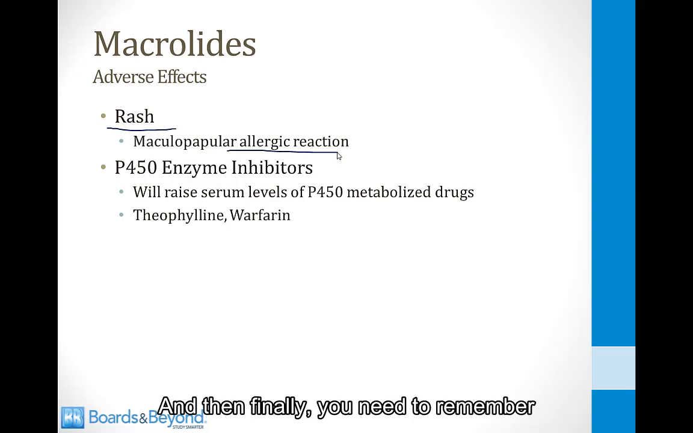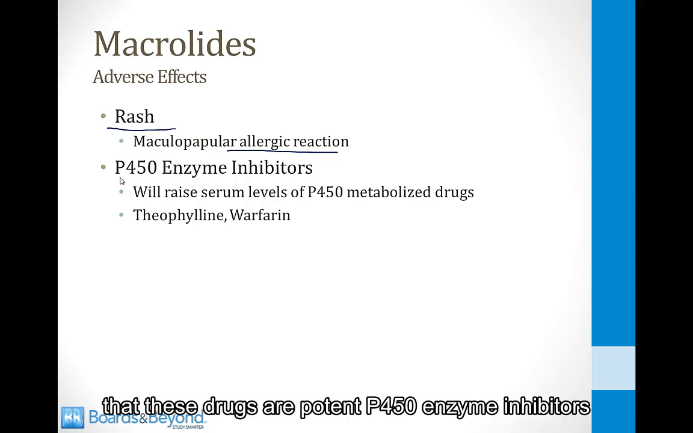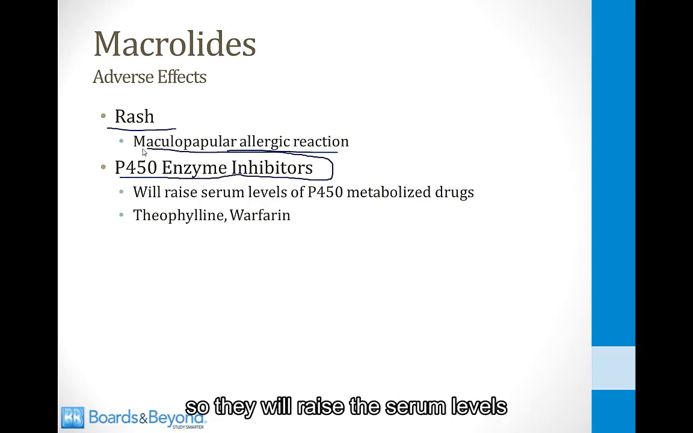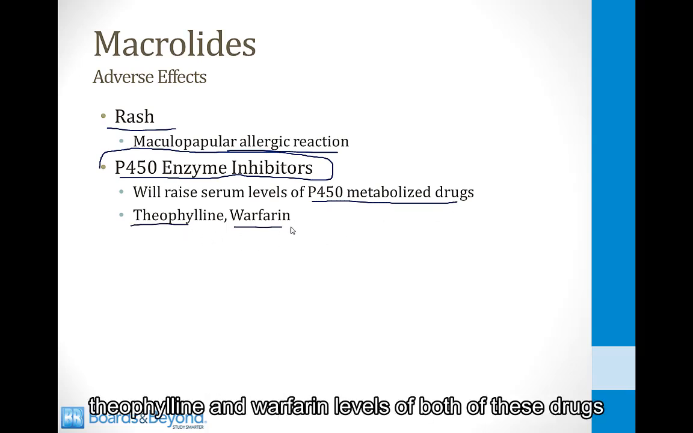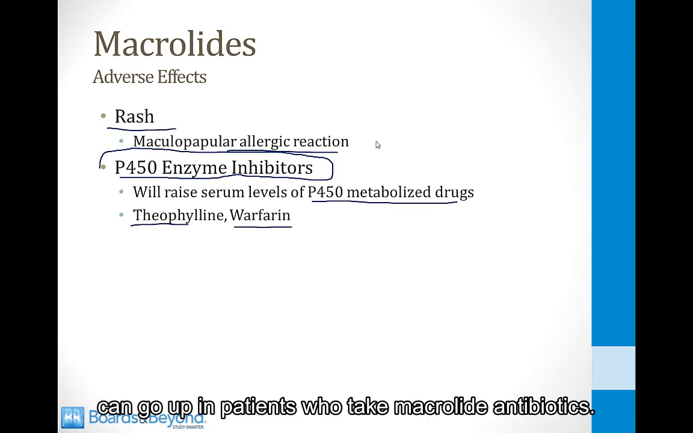And then finally, you need to remember that these drugs are potent P450 enzyme inhibitors, so they will raise the serum levels of P450 metabolized drugs. And the two you always want to remember are theophylline and warfarin. Levels of both of these drugs can go up in patients who take macrolide antibiotics.